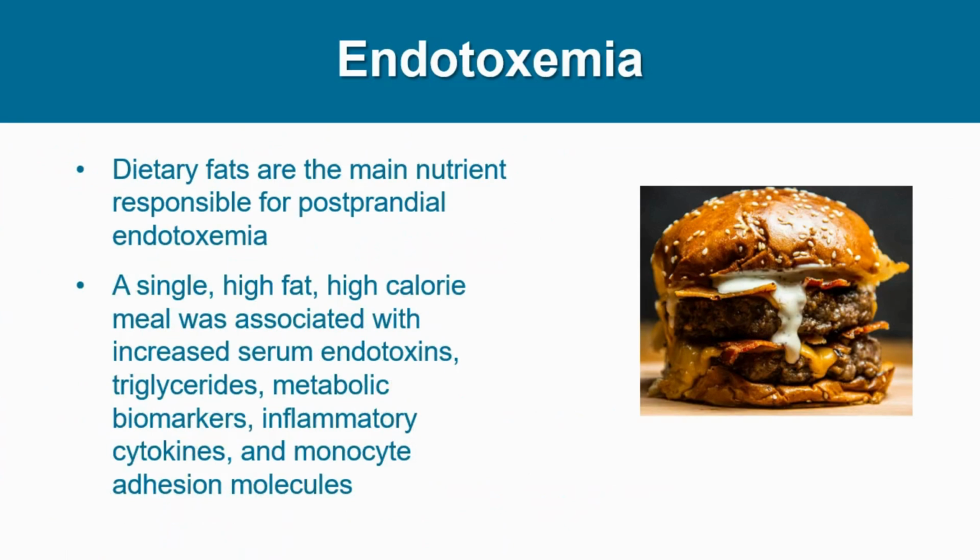So not all dietary interventions lead to increased metabolic endotoxemia. Data from animal studies have suggested that dietary fats act as the main macronutrient responsible for postprandial endotoxemia, but the quantity and quality matters. So there's a study by McFarlane that evaluated that a consumption of a single high-fat, high-calorie meal was associated with an increase in serum endotoxin, triglycerides, metabolic biomarkers, inflammatory cytokines, endothelial microparticles, and monocyte adhesion. So basically, in a nutshell, a lot of different processes that's going to promote inflammation and then coagulation in the body.